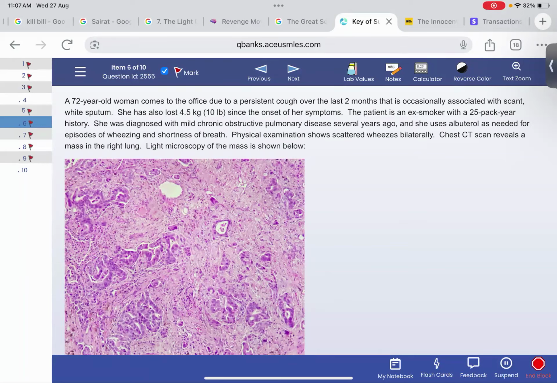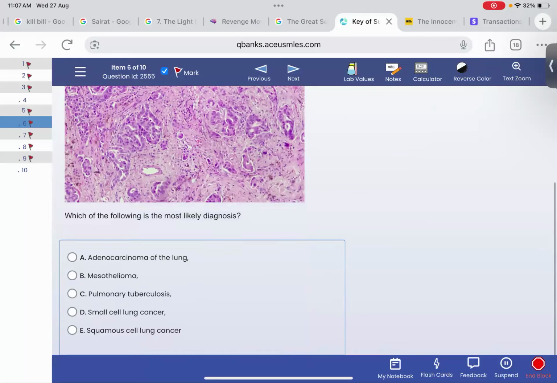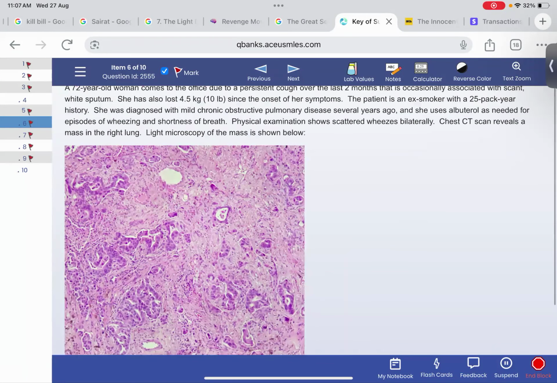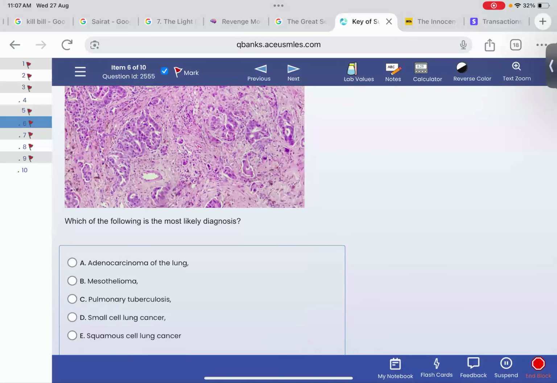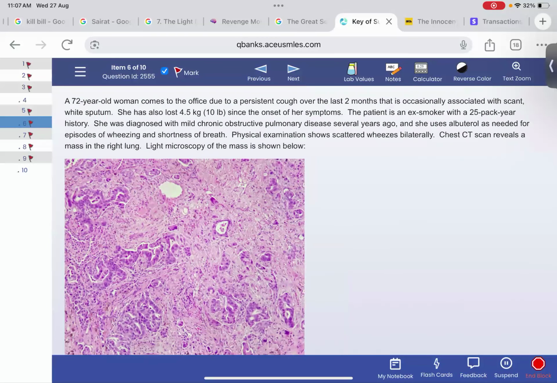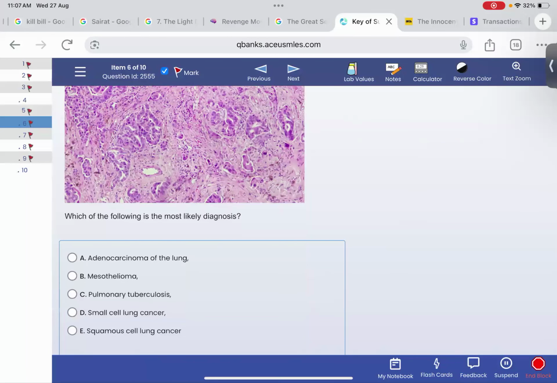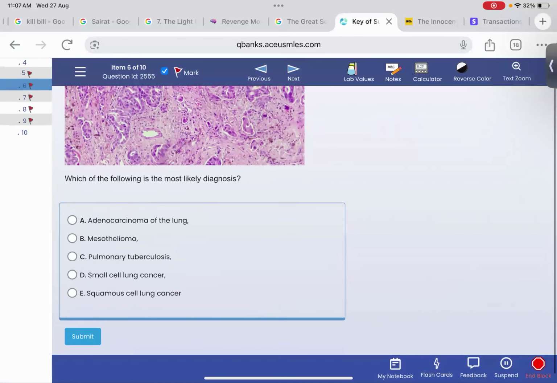A chest CT scan reveals a mass in the right lung. Light microscopy of the mass is shown. Which of the following is the most likely diagnosis? Adenocarcinoma of the lung, perfect. Then mesothelioma, pulmonary tuberculosis, small cell lung cancer, and squamous cell carcinoma.